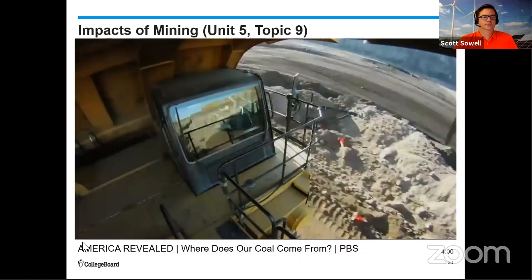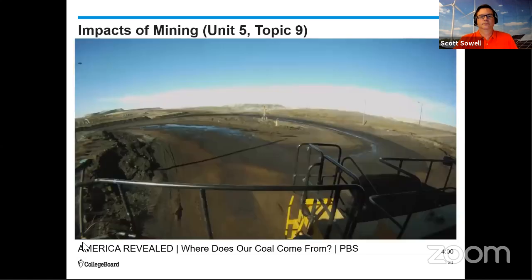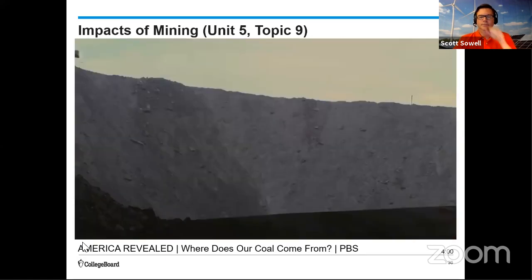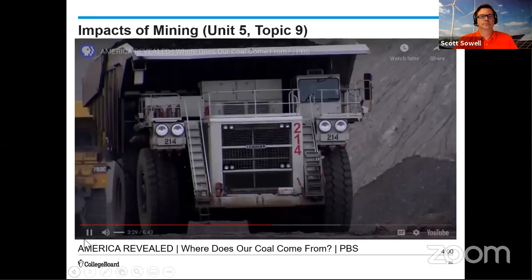All day long, Josh drives in a big loop, filling his truck with coal, dumping it, filling it up again. In a single shift, he can haul 8,000 tons.